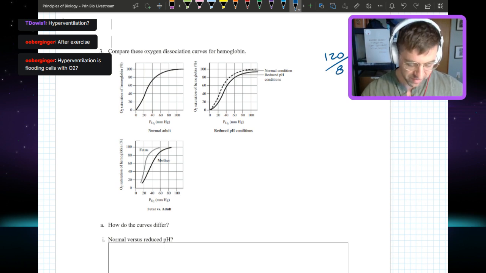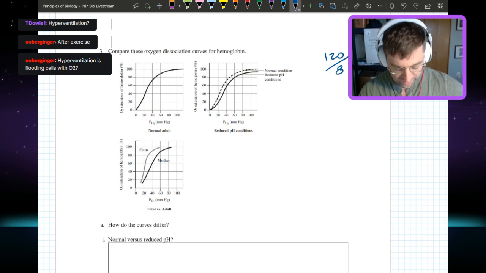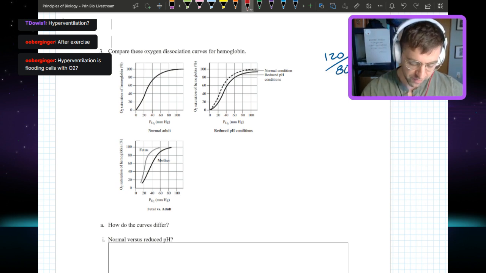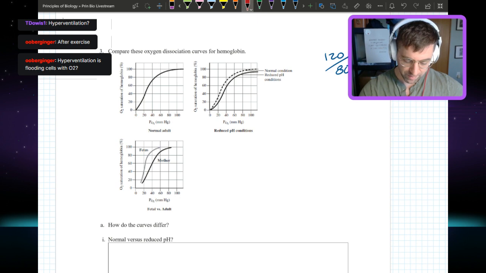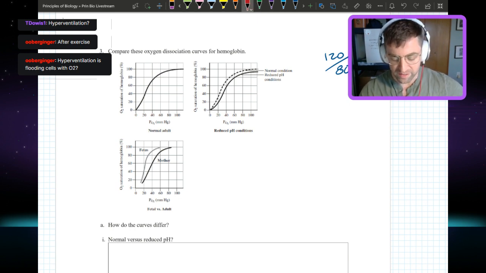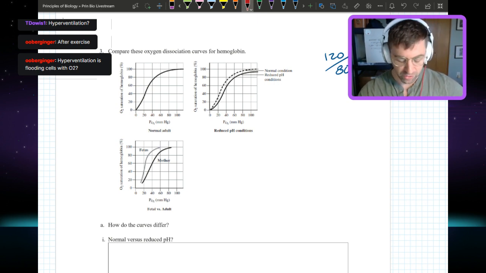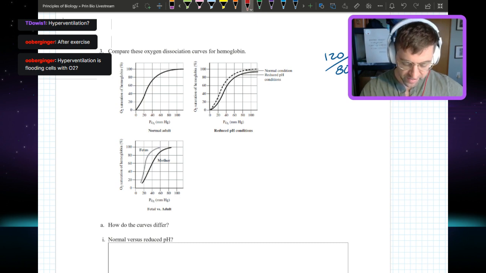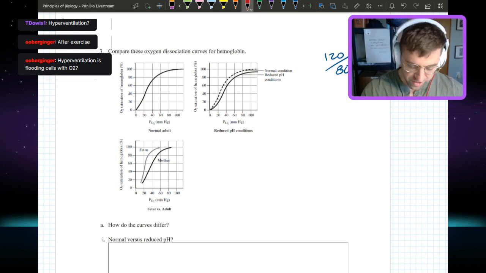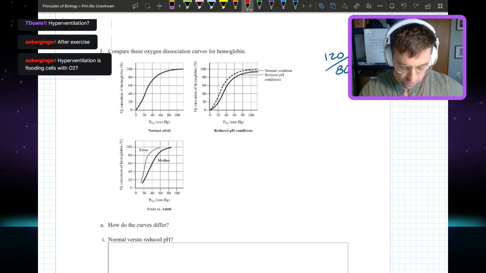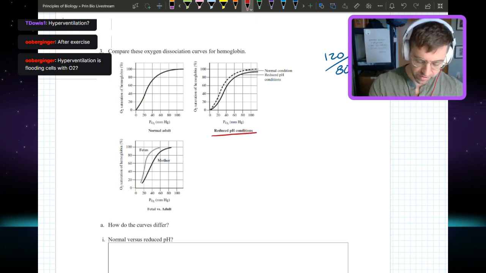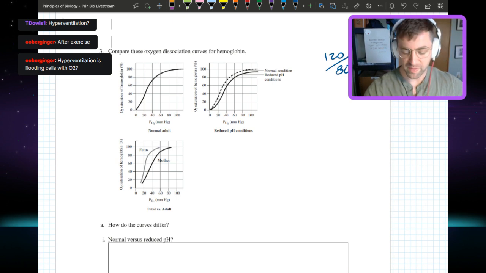So, compare the oxygen dissociation curves for hemoglobin. How do the curves differ? Whoever made these curves helped us out by making sure that this dotted line corresponds to here, so you can see the difference a little more readily. We have oxygen saturation of hemoglobin in percentage on the y-axis, and the x-axis is our partial pressure of oxygen.